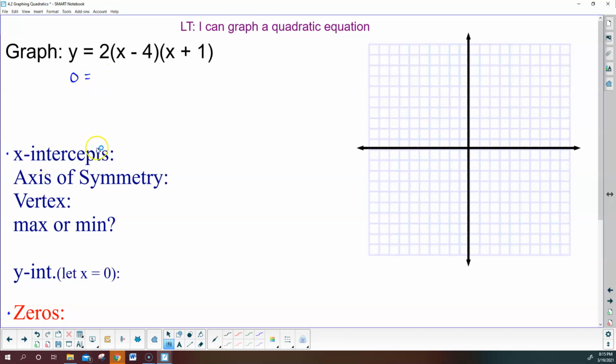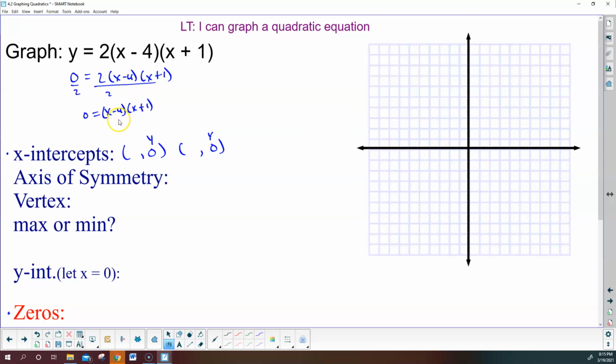But how would I do that? Well, x-intercepts are always the spot whenever y is equal to 0. So if I set y equal to 0, and then I take this equation and algebraically solve, I would divide by 2, just like we did the other week. And then I get x minus 4 times x plus 1.